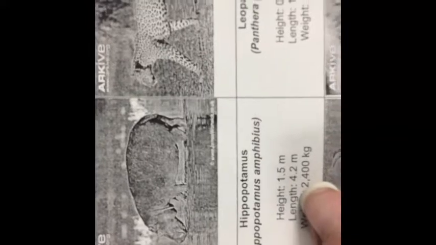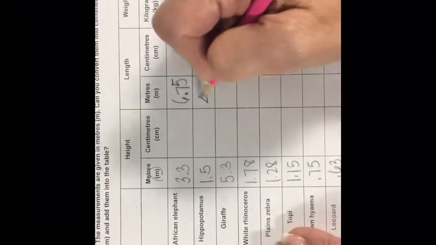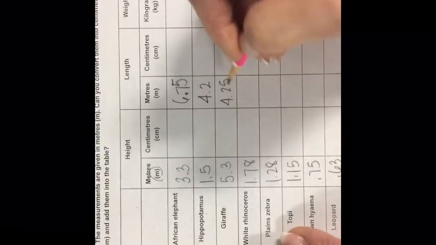6. Hippopotamus. Let's see. Hippo. Let's see on this camera. There we go. 4.2. So I'm going to fill those in. 4.25.